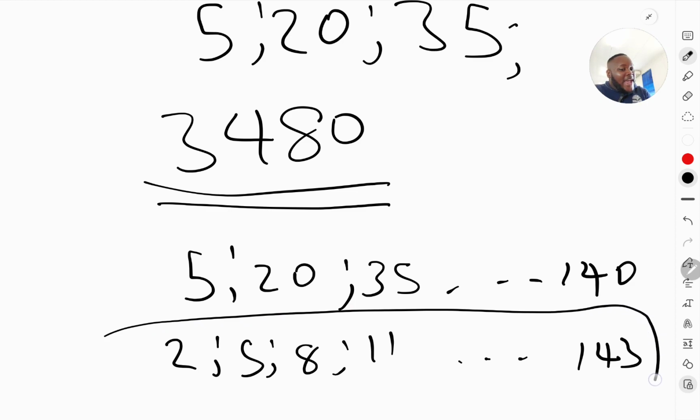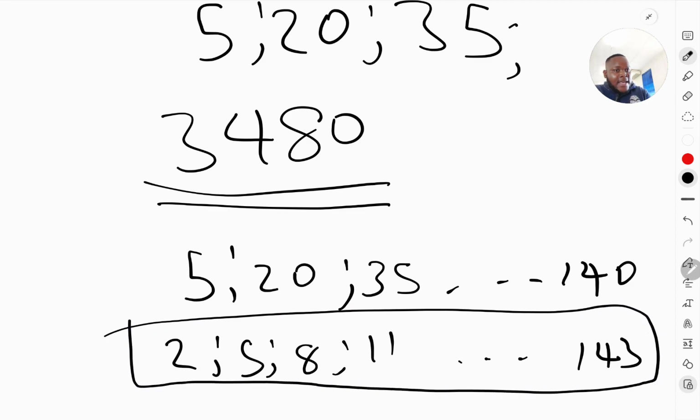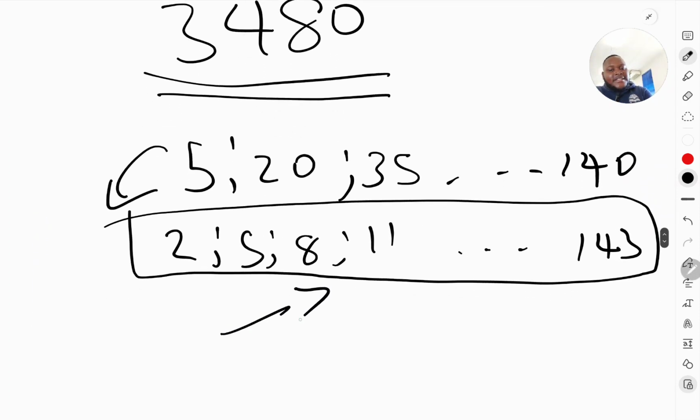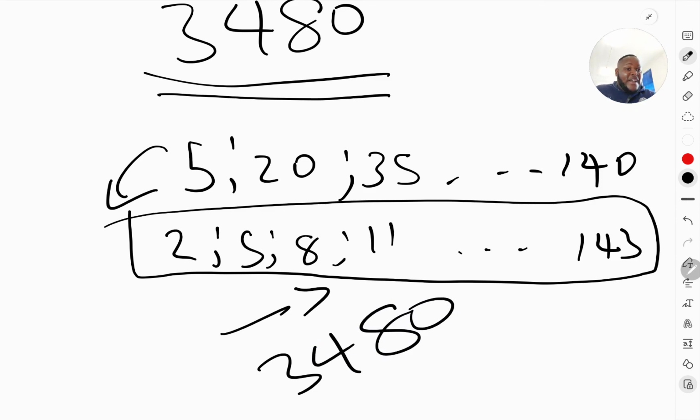It means I'll have to add all the numbers here. Then I subtract those that are divisible by 5. It means I'll be left with those that are not divisible by 5. So now, since I have found that the sum of all numbers, whether divisible by 5 or not divisible by 5, is 3,480. But then now I have to find the sum of the numbers that are divisible by 5.